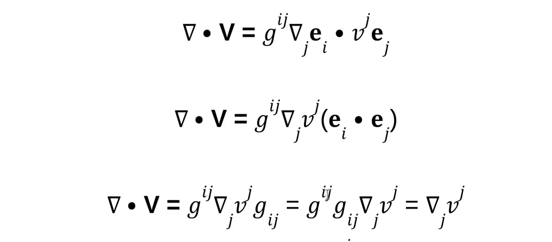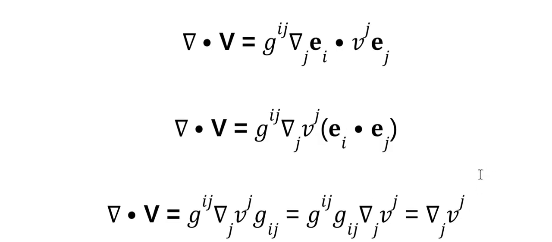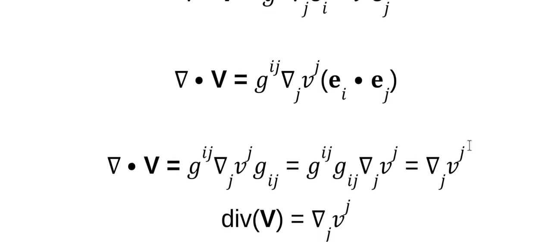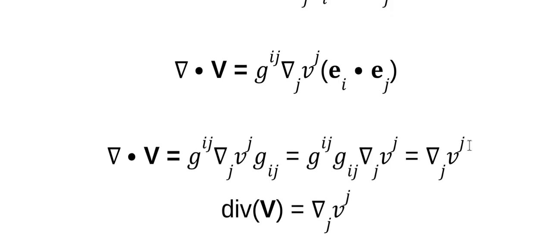So we've got these three components, the metric tensor. We also have the inverse metric tensor. We put these two together. What do we get? We just get the identity matrix. So that just leaves this. Okay? That was pretty straightforward. So that is the divergence of V, is this expression.